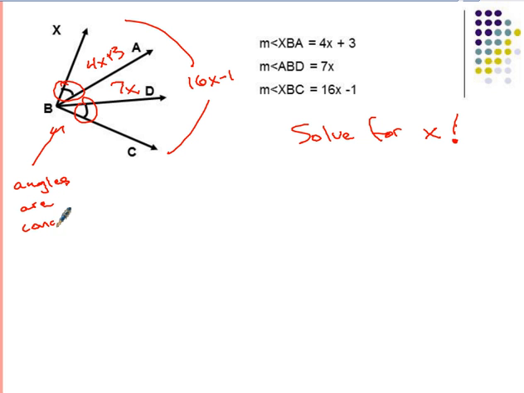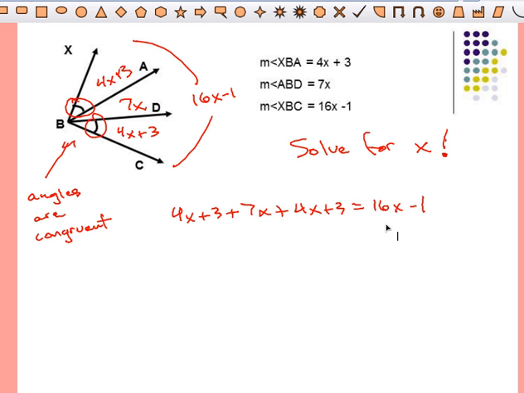So what we are able to do, if the angles are congruent, is if this is 4x plus 3, then so is this. Okay, that little mark means the angles are congruent. So this is 4x plus 3, so is this. Now we can just add them all up. 4x plus 3 plus 7x plus 4x plus 3 equals 16x minus 1. Looks daunting. I promise it's not.